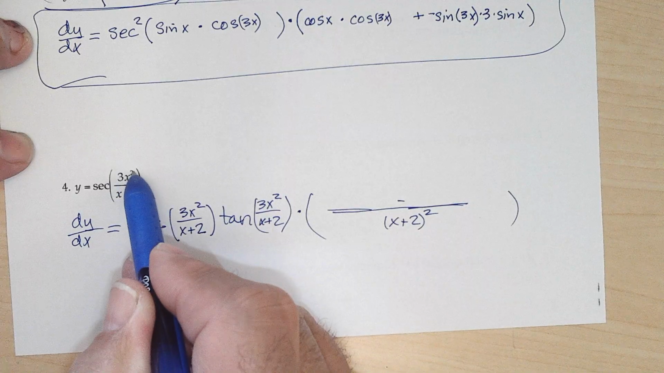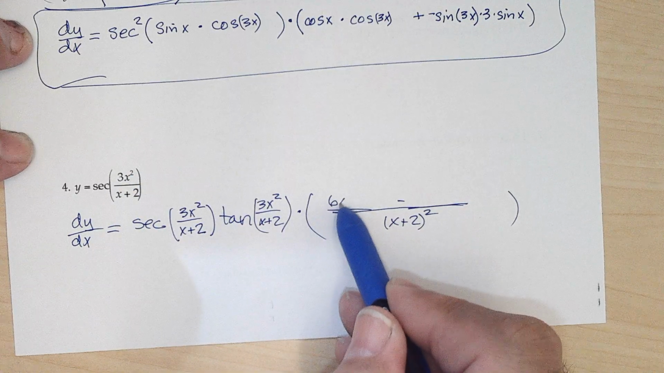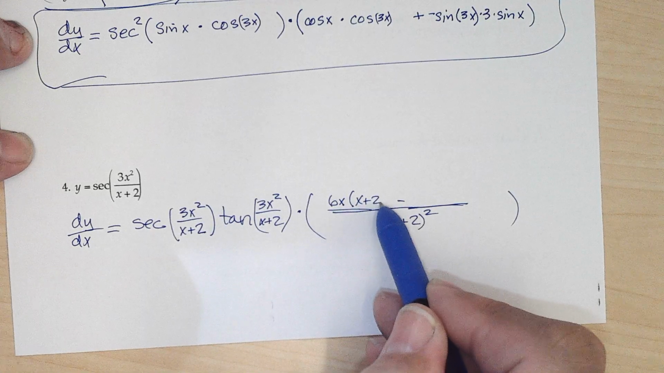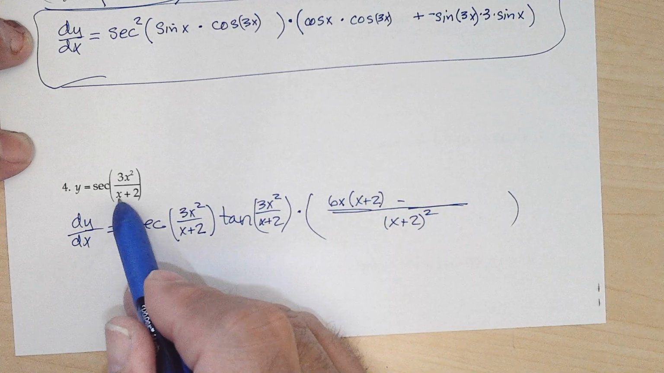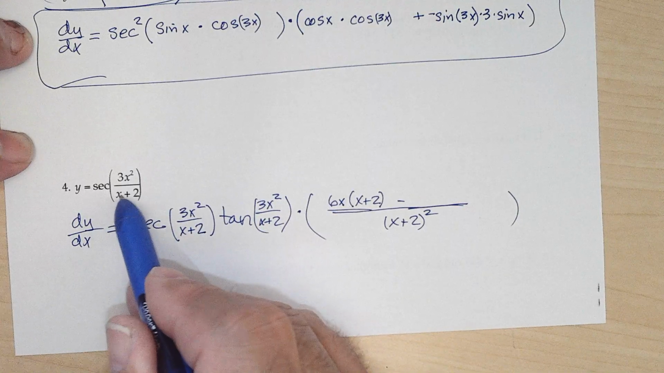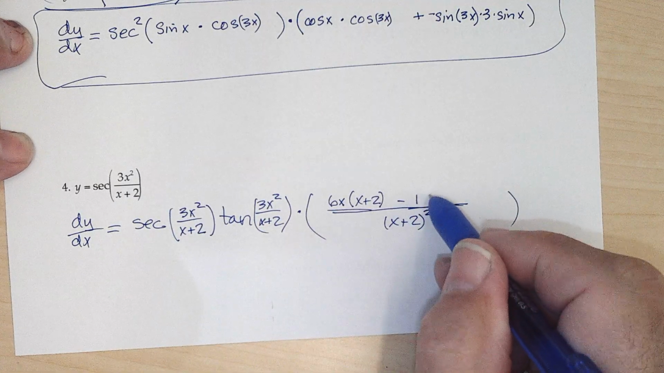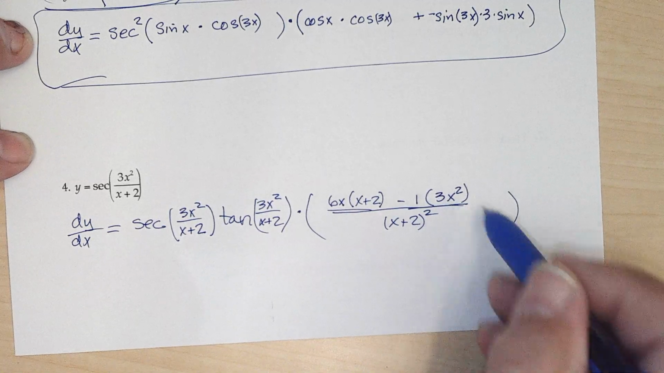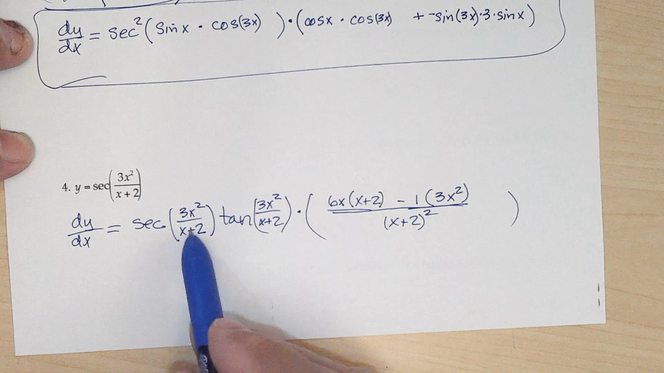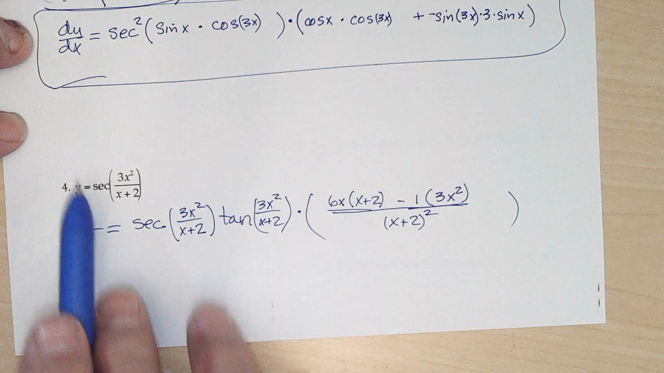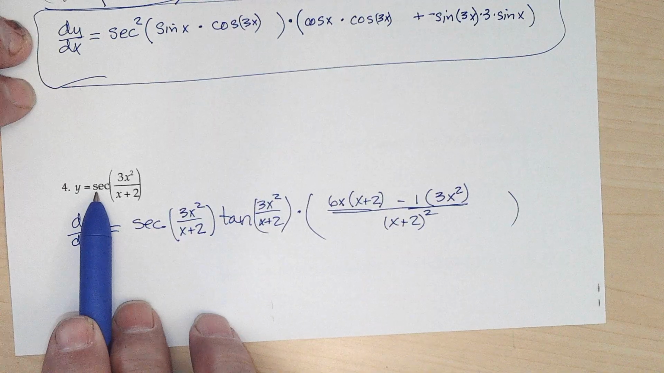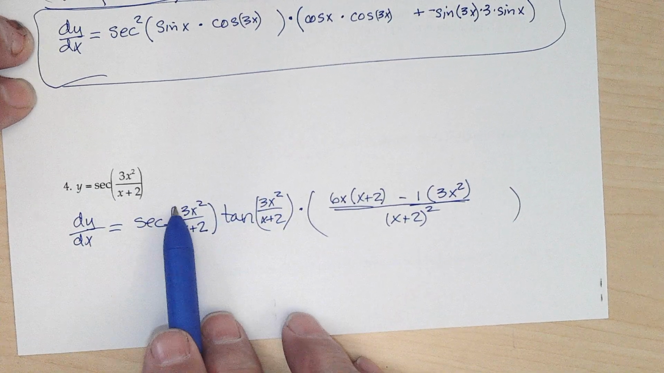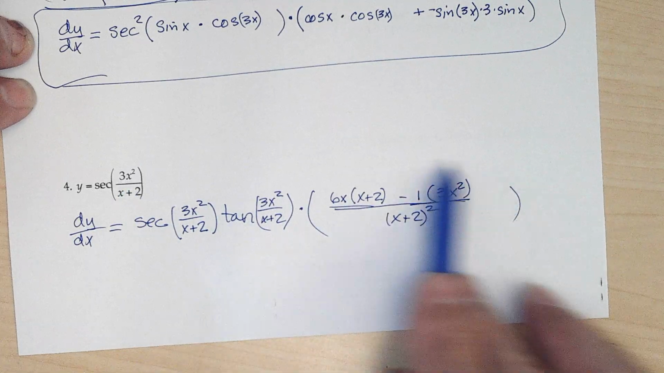Derivative of the numerator. Derivative of 3x squared is 6x times the denominator plus the derivative of the denominator. The derivative of x plus 2 is 1 times the numerator over the denominator squared. So the derivative of the big picture secant is secant tangent of whatever it was times the whatever it was derivative.